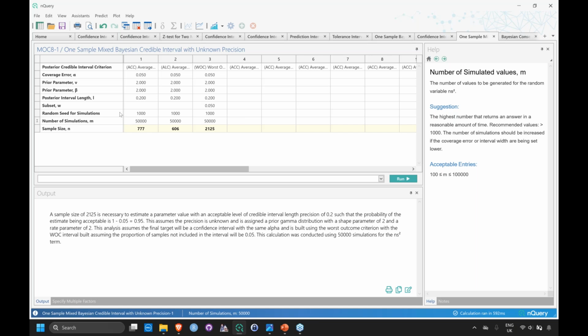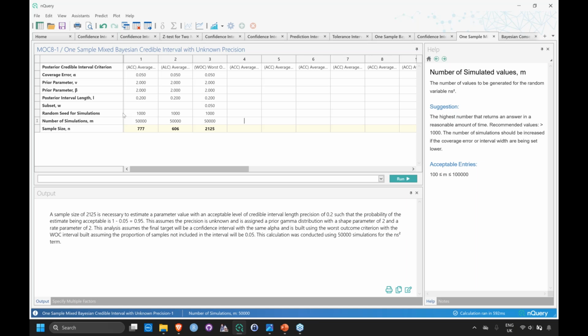A criticism of these methods is that you can see that the average coverage and average length can return quite different values. Okay, it's obvious why worst outcome will be much higher, but it mightn't be obvious which of the other two to choose between. And basically, your decision will depend on what you're most concerned about getting correct, the length or the coverage.